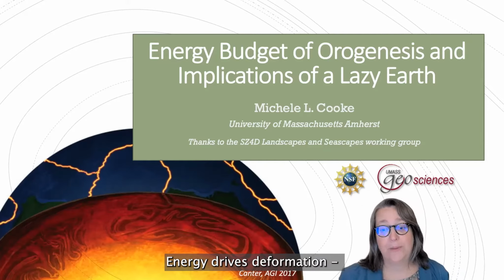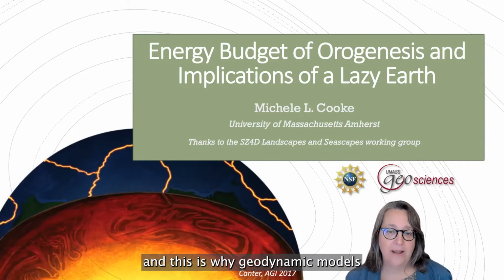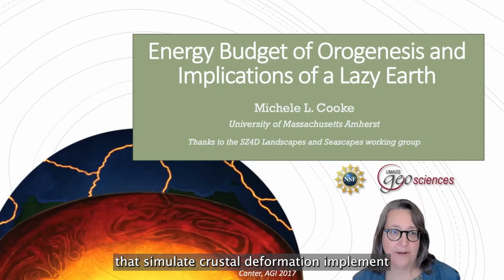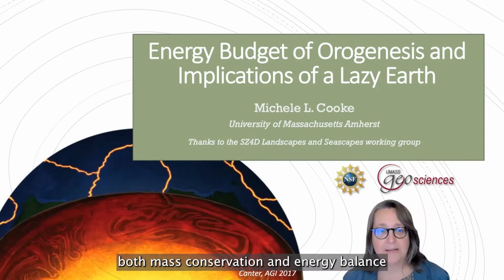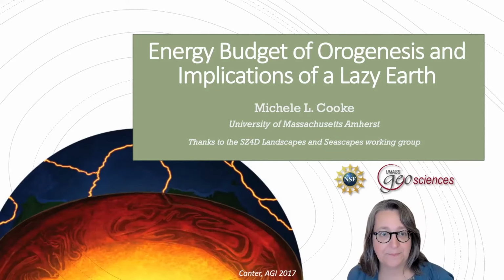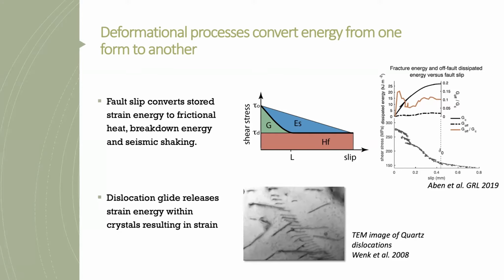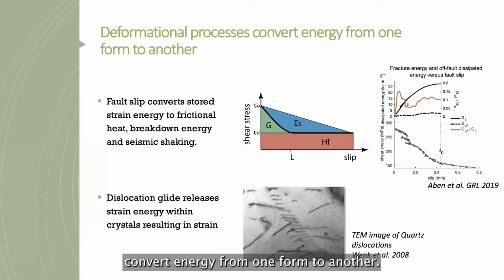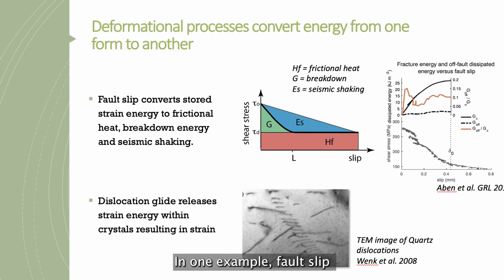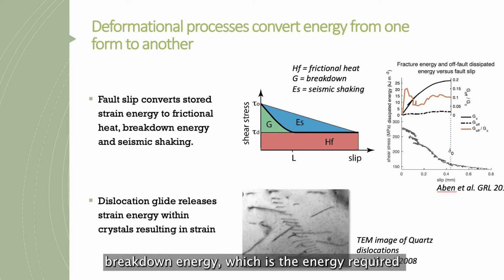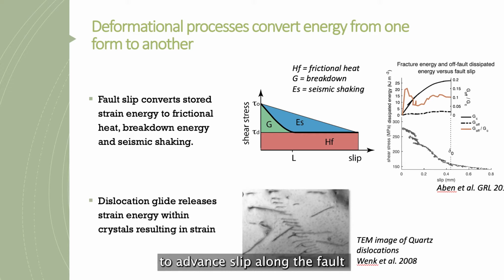Energy drives deformation, and this is why geodynamic models that simulate crustal deformation implement both mass conservation and energy balance as part of their governing physics. Deformational processes convert energy from one form to another. In one example, fault slip converts stored strain energy into frictional heat, seismic shaking, and breakdown energy, which is the energy required to advance slip along the fault and includes damage.